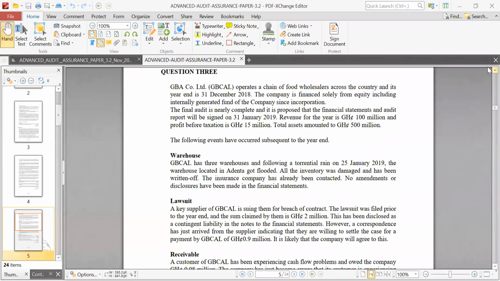So I don't think so, given that the insurance company has been contacted and it has been insured, there is a high probability that it can be restored to its former condition prior to the torrential rain.